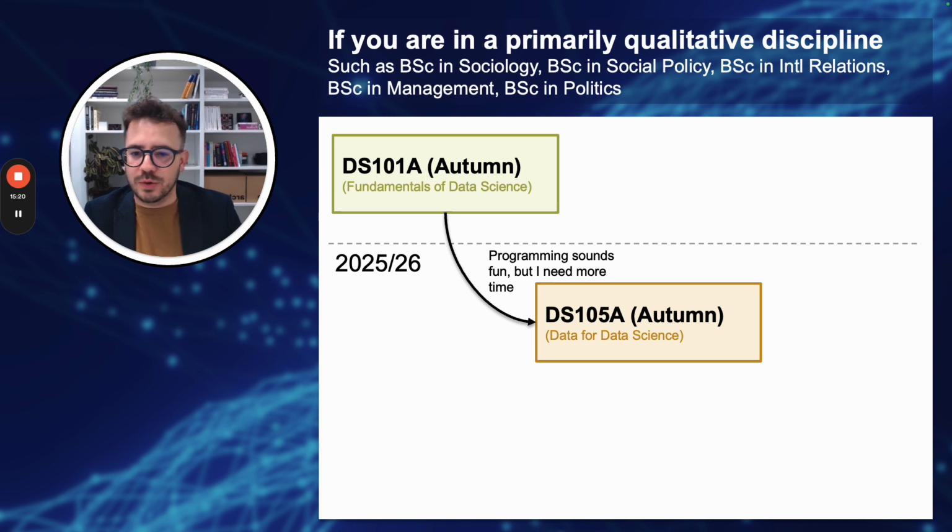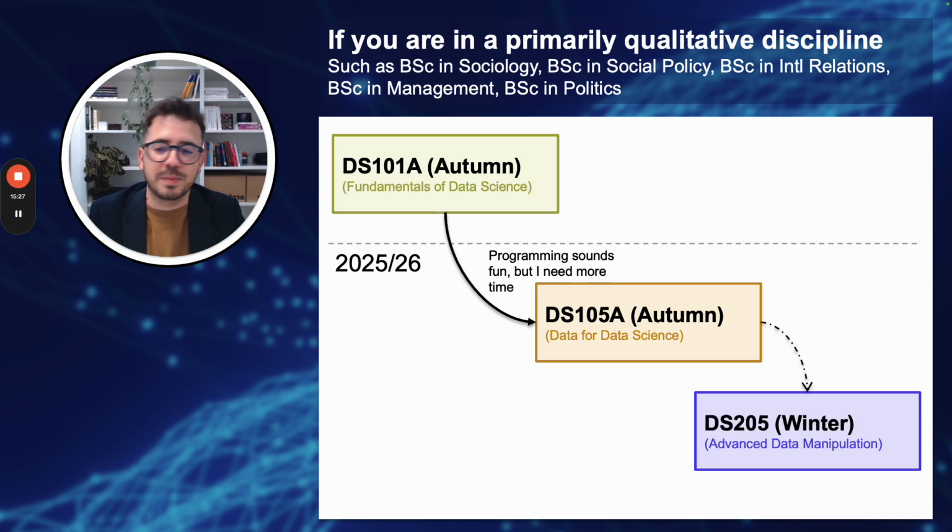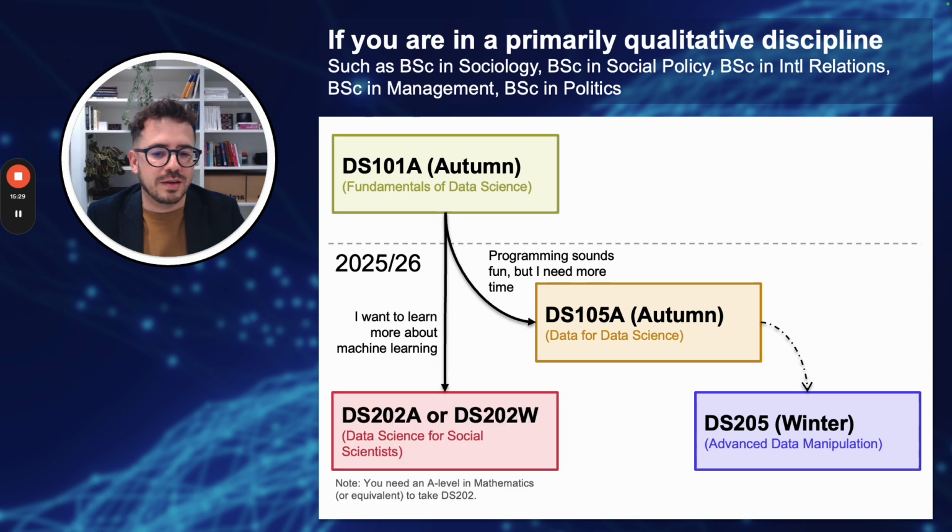As I said, you could also take the autumn term version of DS105 the following year if you want, and maybe do DS205. Or if you meet the requirements, you can go straight to DS202A or W the following year. If you want to go from 101 to 202, I would suggest taking it the following year, because then you have time to practice either R or Python.